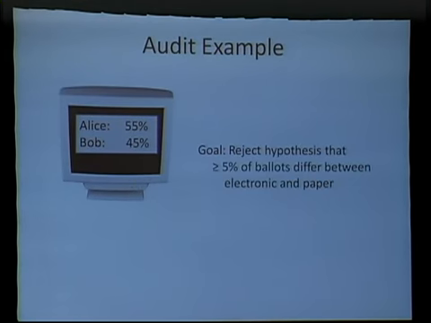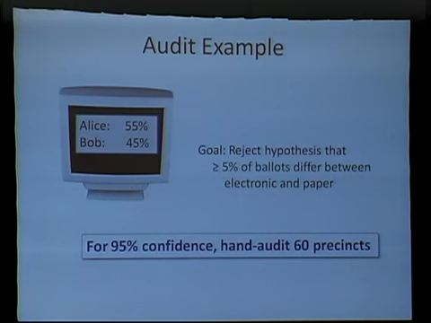So here's an example. Let's say we have this race between Alice and Bob with a margin of 10%. We want here to reject the hypothesis that 5 or more % of ballots differ between the paper and electronic versions. So if we're going to do this kind of paper-based, precinct-based recount, for a given size election, maybe we have to hand audit, say, 60 precincts. But this is expensive. Maybe it costs $100,000. And I'll give you, for comparison, a different method in a moment.